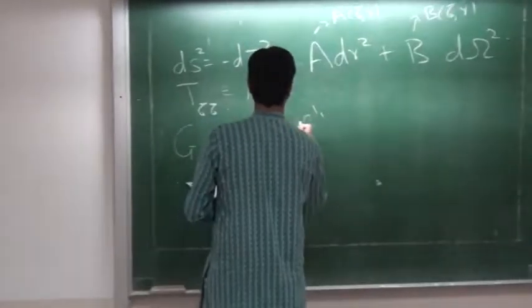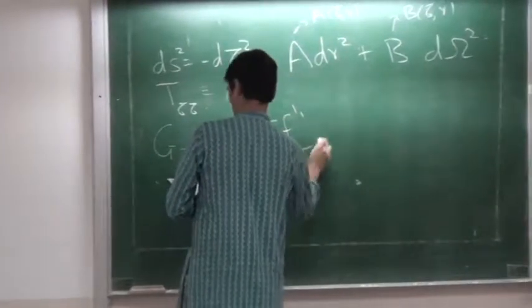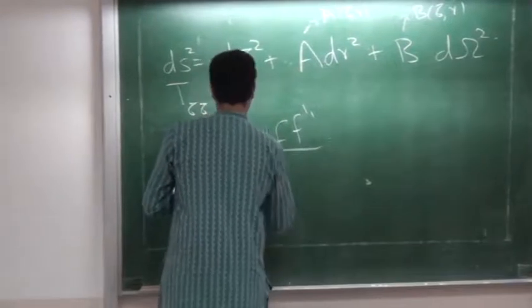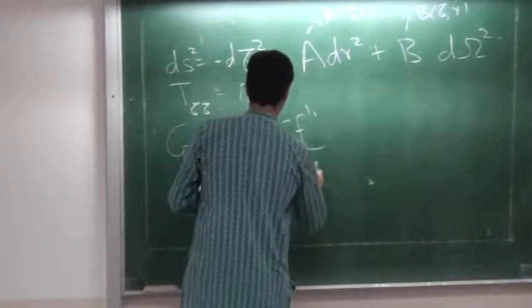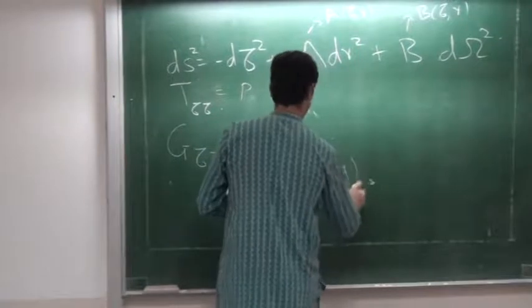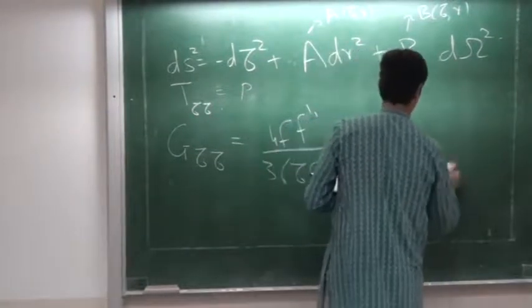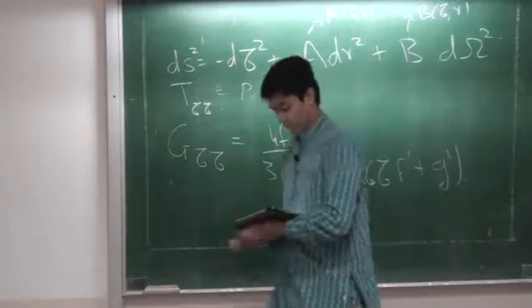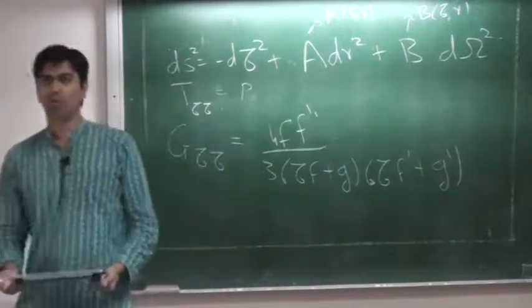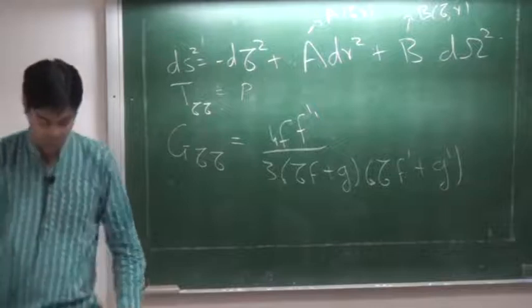In terms of this function f, 4f f prime by e into tau f plus tau f prime. Okay, I'm writing down these components, but I strongly encourage you to try and work these things out. They're just mechanical calculations.